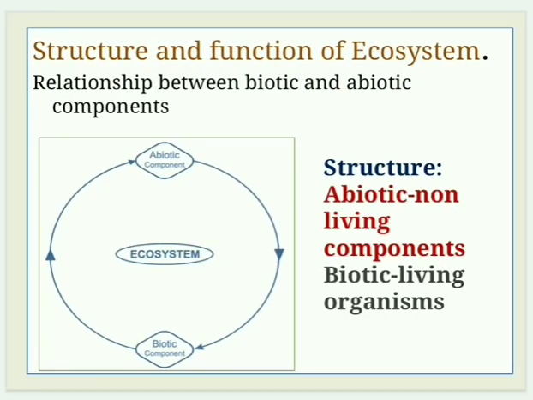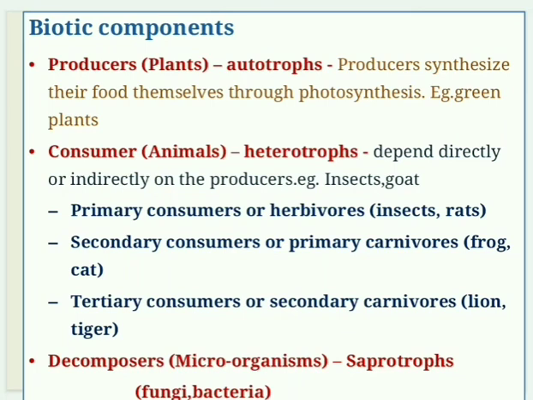Then coming to the structure and function of ecosystem, it is an important question. What is the structure of ecosystem? It gives the relationship between abiotic and biotic components. Abiotic are non-living components and biotic are living components. So this diagram we have to draw for structure of ecosystem, relationship between biotic and abiotic components. Abiotic components means it is nothing but the air, water, soil, minerals, etc. Now, biotic components we have to see in detail.